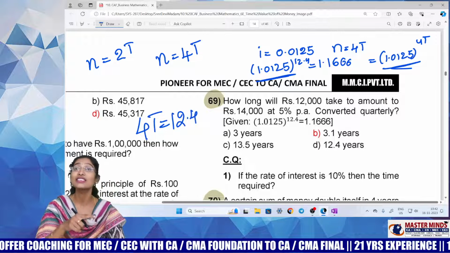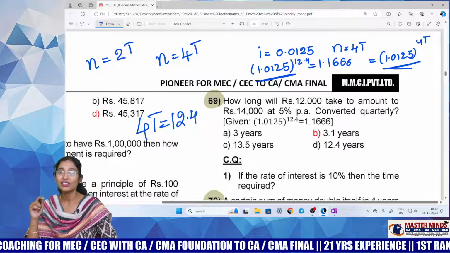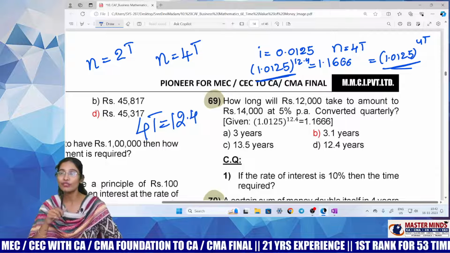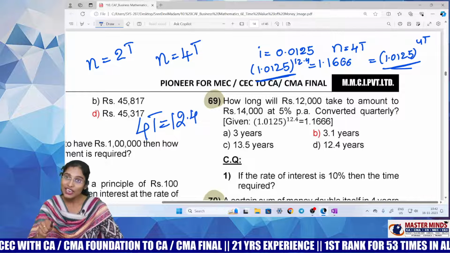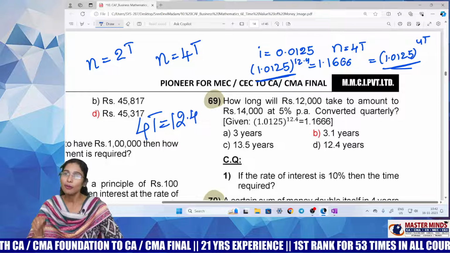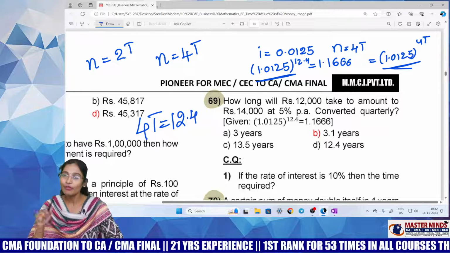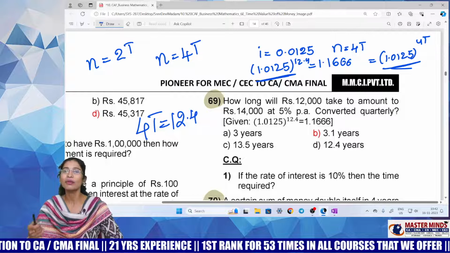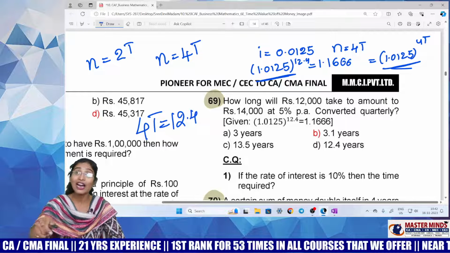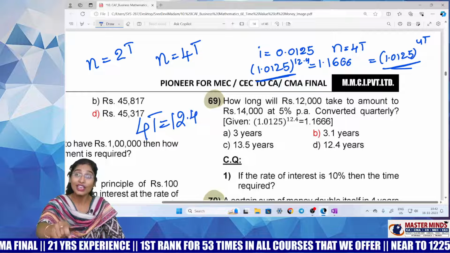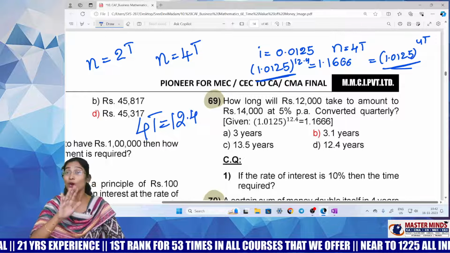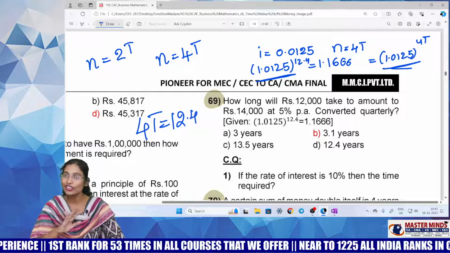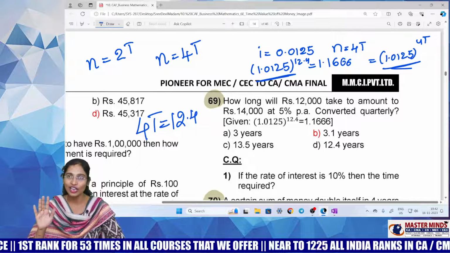Remember, 40 is the number of quarters. But look at the options. All the options are expressed in terms of years. 40 means the number of quarters, 2t means the number of half years, like 12t means the number of months and 365t means the number of days. But our target is to calculate the number of years. All the options are in years, so what we need is the years calculation, not the quarters calculation.